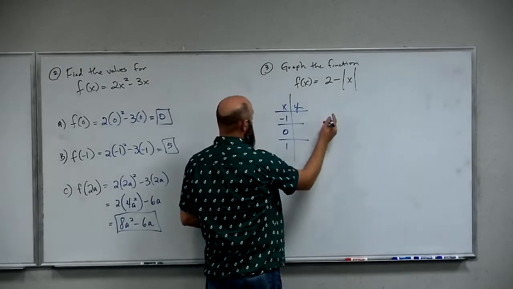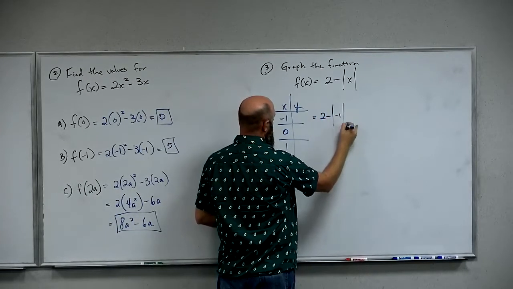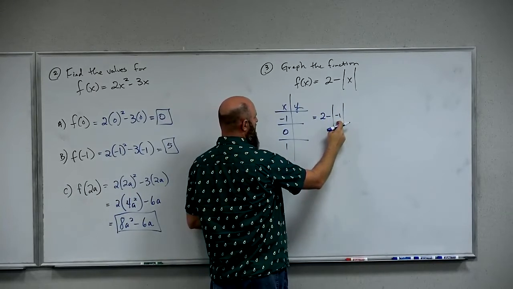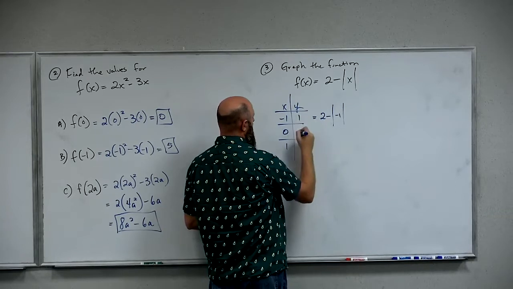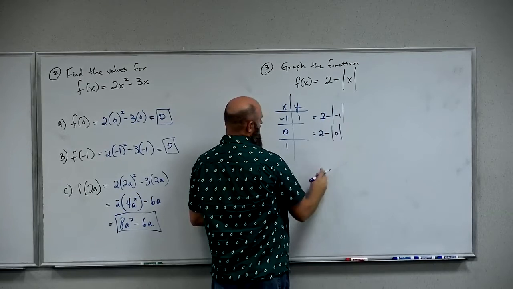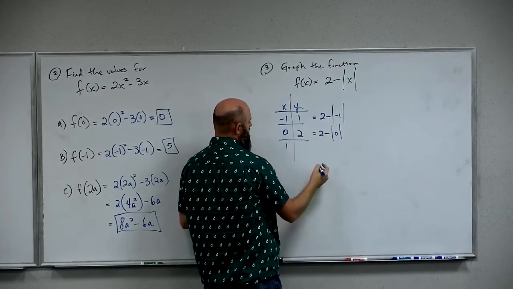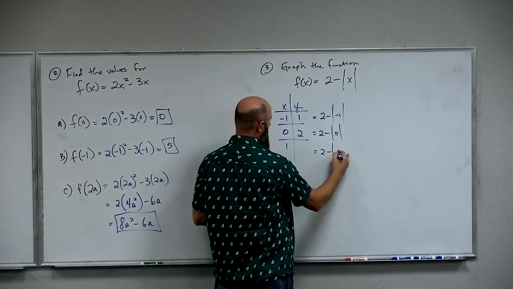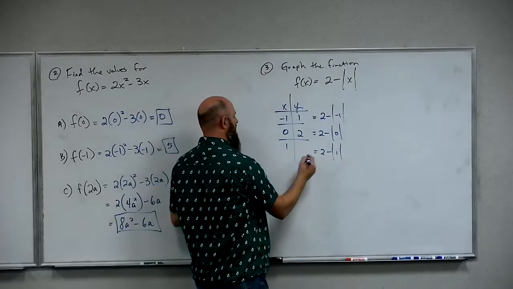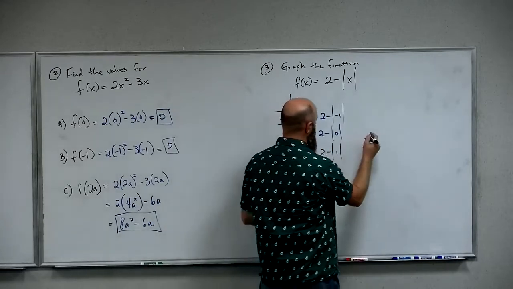All right, so we need to plug those in. So we get 2 minus the absolute value of -1. The absolute value of -1 is +1, so that's 2 minus 1, which is 1. The absolute value of 0 is 0, so 2 minus 0 is 2. The absolute value of 1 is 1, so 2 minus 1 is 1. All right, so now we can graph that.